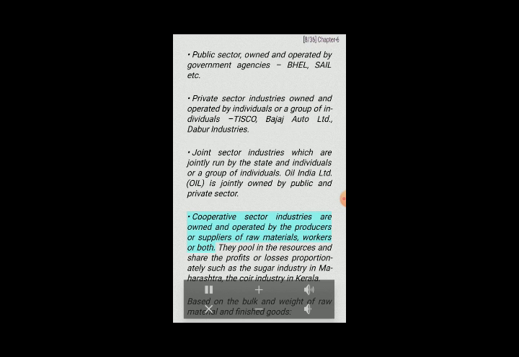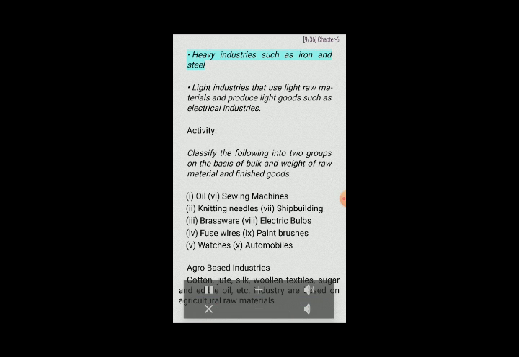Cooperative sector industries are owned and operated by the producers or suppliers of raw materials, workers or both. They pool in the resources and share the profits or losses proportionately, such as the sugar industry in Maharashtra, the coir industry in Kerala. Based on the bulk and weight of raw material and finished goods: heavy industries such as iron and steel; light industries that use light raw materials and produce light goods such as electrical industries.